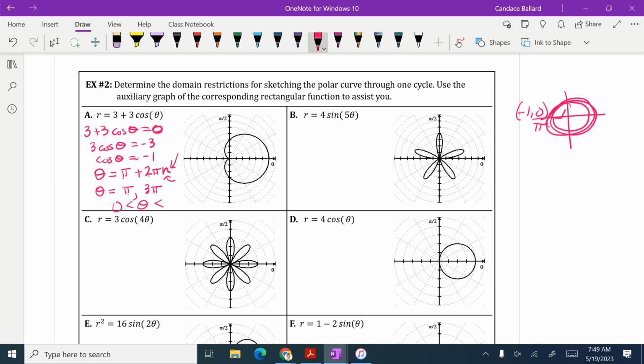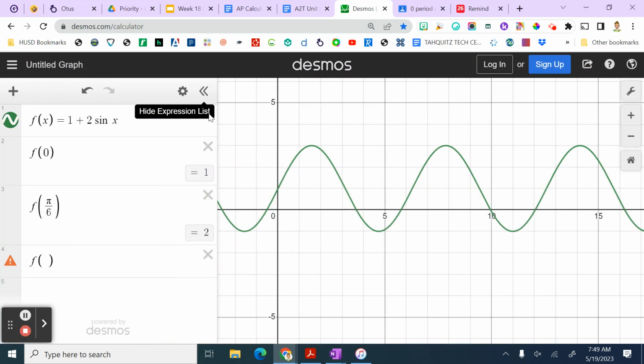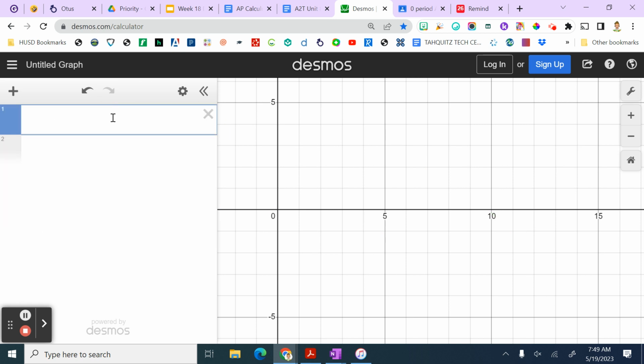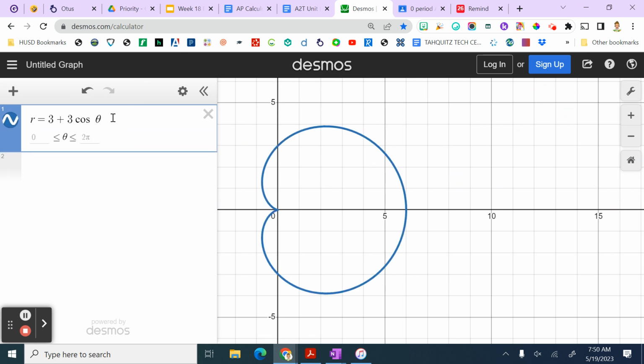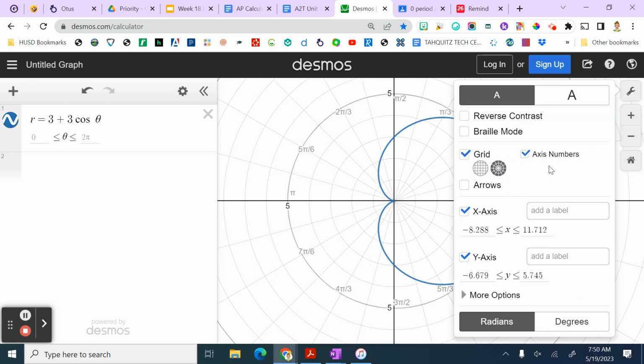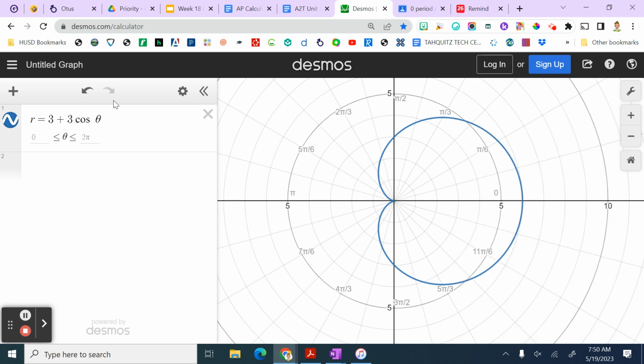So here's where I go to my Desmos. Everybody get Desmos open. We're going to type this in and we're going to go polar, and then we're going to mess with the domain restrictions on it. So r equals 3 plus 3 cosine theta. There's my graph. I'm going to switch this over to the polar mode here. Notice underneath here, it's telling me right now it's going 0 to 2 pi. So it's saying that right now it's going around one time, one revolution around.